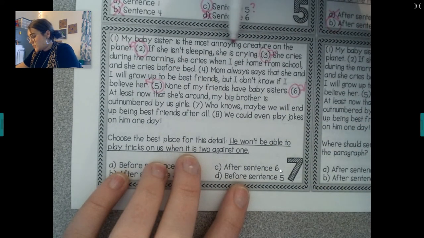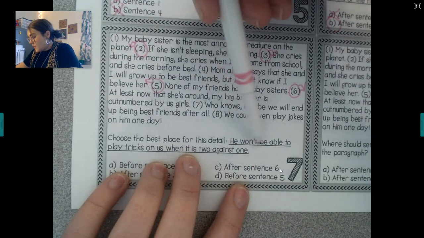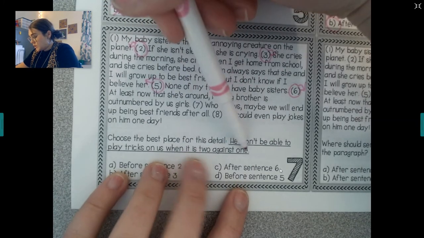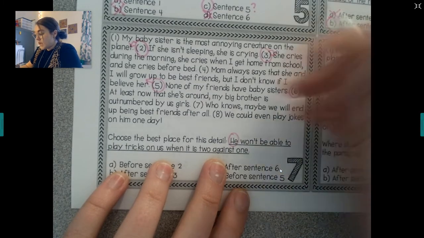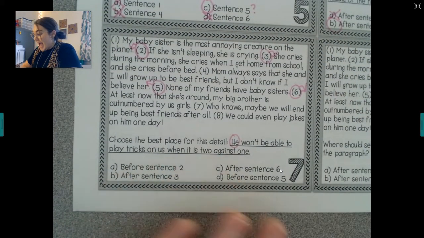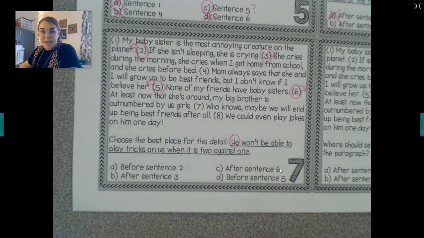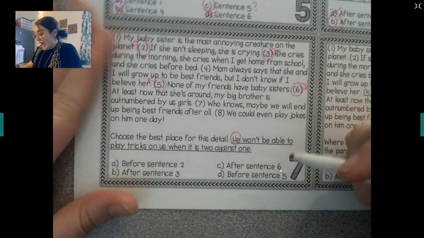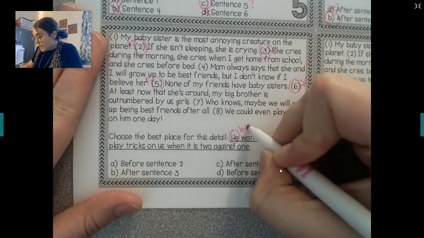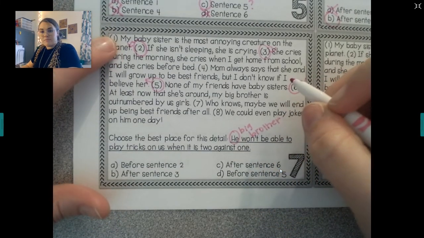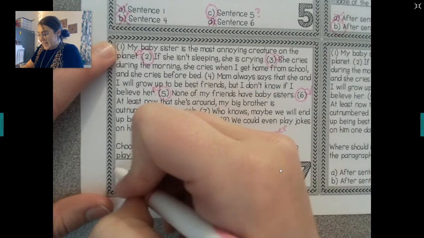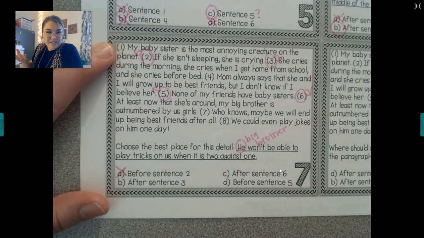My baby sister is the most annoying creature on the planet. He won't be able to play tricks on us when it is 2 against 1. So who is he? Just based off of sentence 1, I don't know who he is. He, I think, is talking about her big brother, but I don't know that yet, just based off of sentence 1. So I can't put that there.